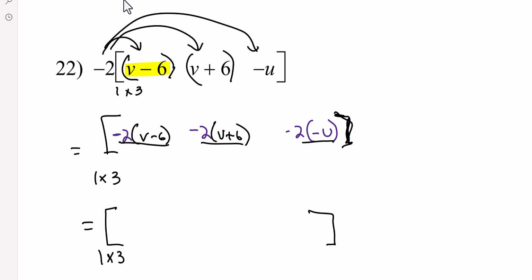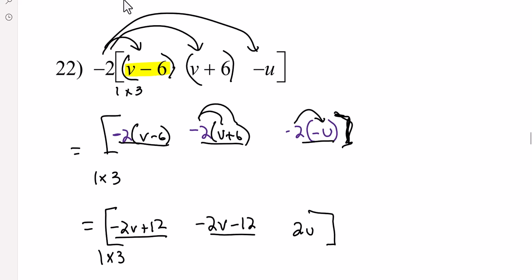Okay, so then negative 2 times v is negative 2v. Negative 2 times negative 6 is positive 12. Then negative 2 times v is negative 2v. Negative 2 times 6 is negative 12. And then negative 2 times negative u is positive. That's going to show up in just a second. Is positive 2u.